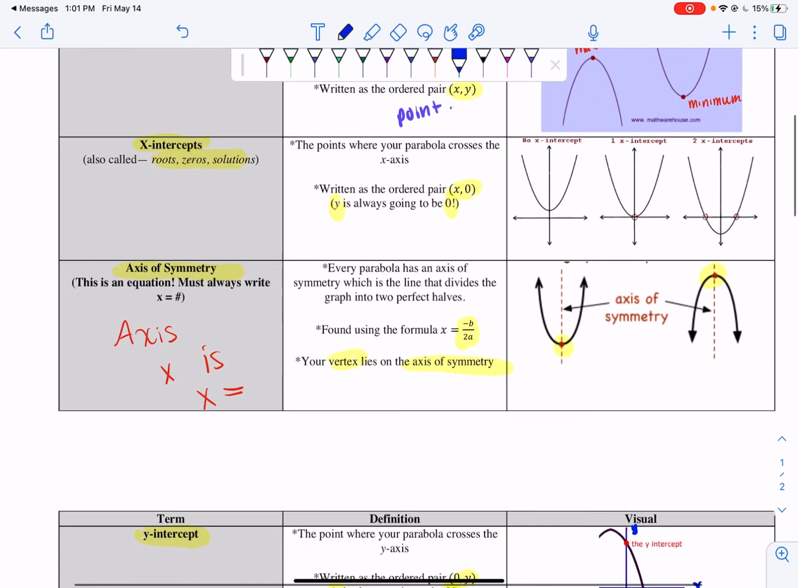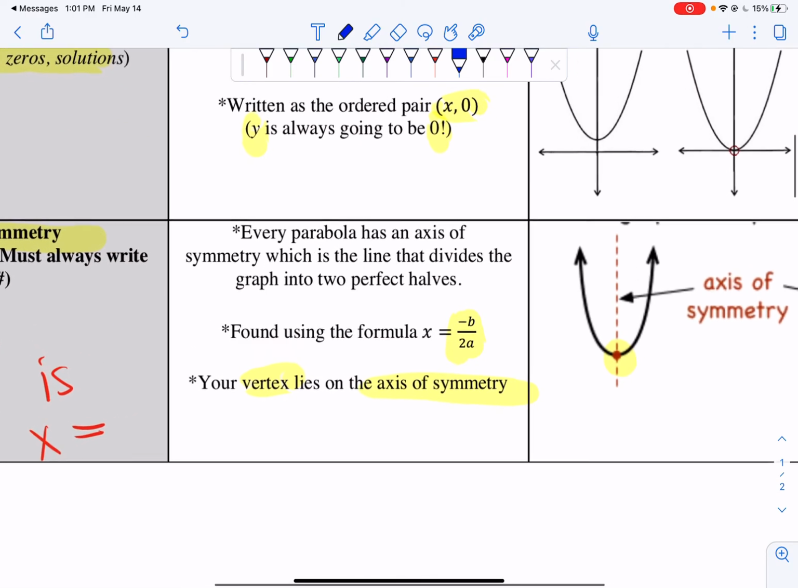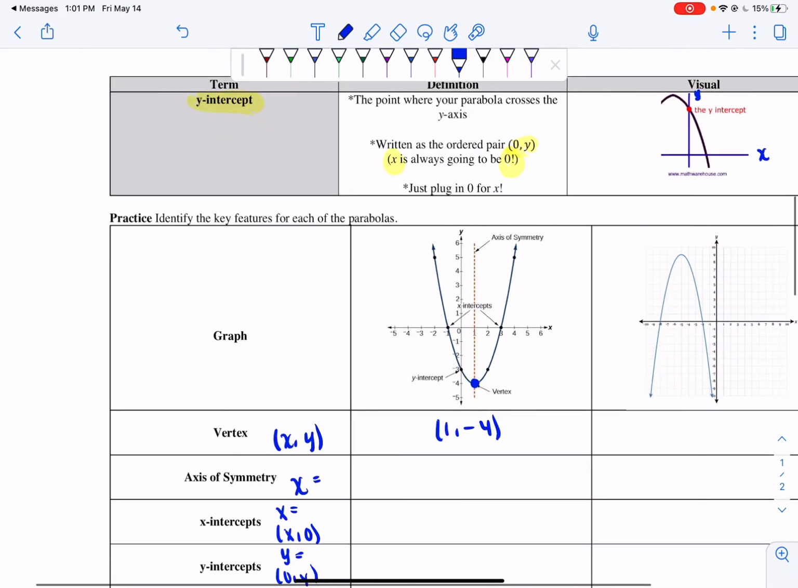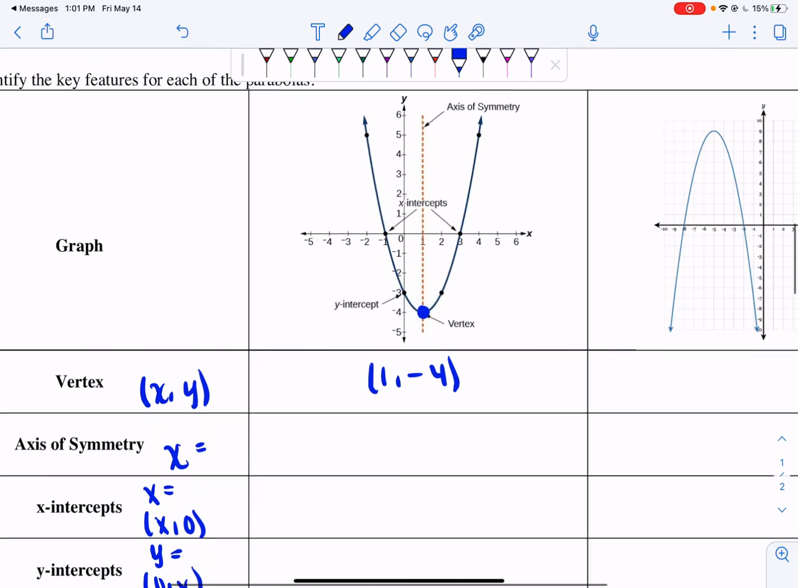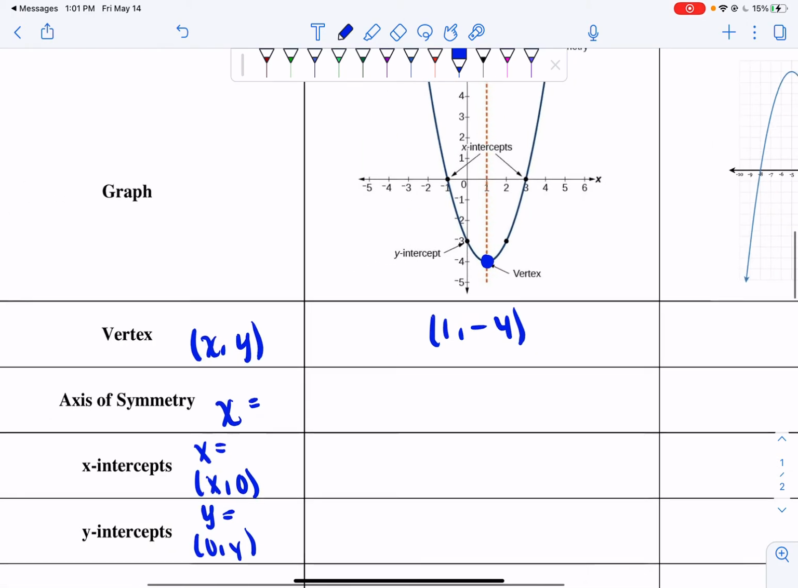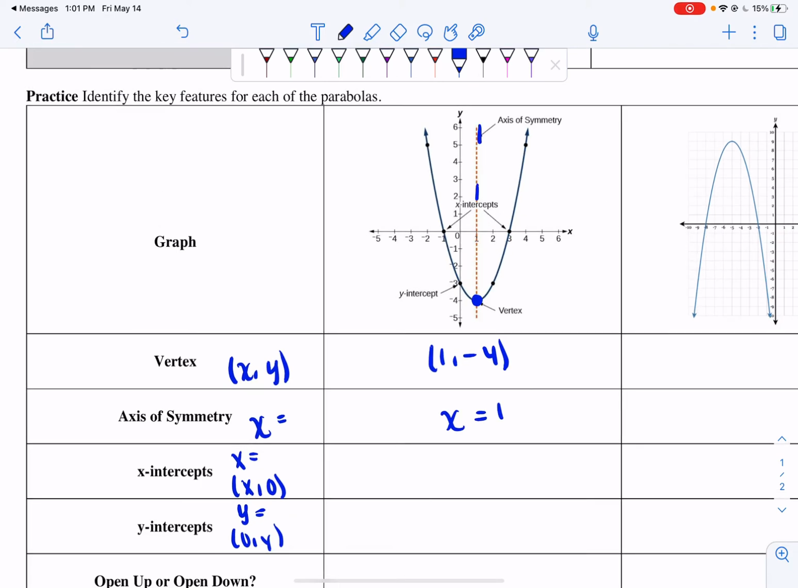Axis of symmetry. We said the axis of symmetry goes through your vertex. So all you have to think about is, what's the x value of your vertex? It's a 1. So my axis of symmetry is x equals 1, which is why it's drawn in at x equals 1 like this.